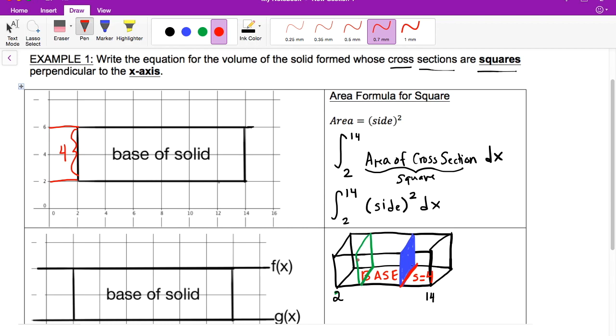Okay, so all the side lengths of the cross sections, as I said earlier, the cross sections are all the same. They're congruent to each other, so they're all 4. So in this equation, we can fill in more information, because we know the side length of each square cross section. So we'll have the integral from 2 to 14 of 4 squared dx.